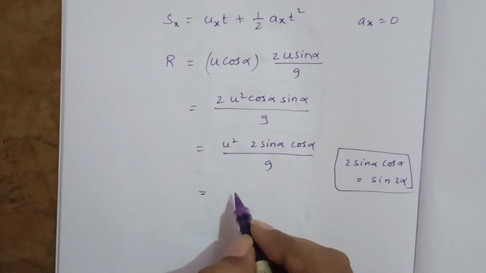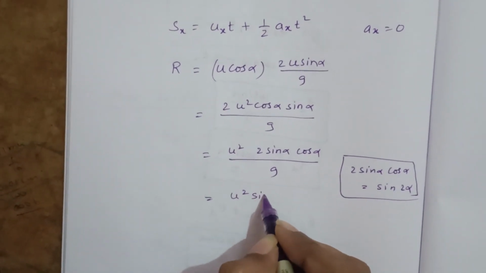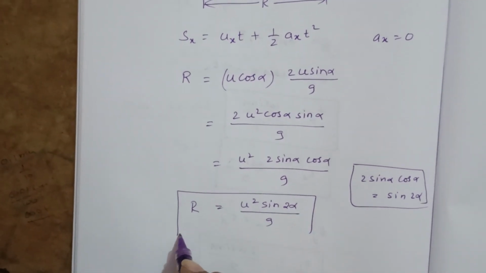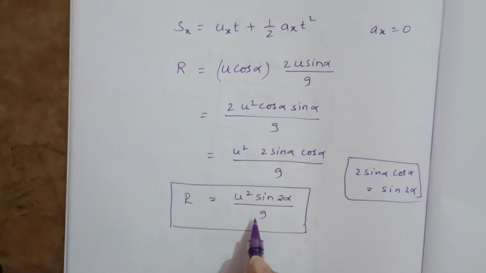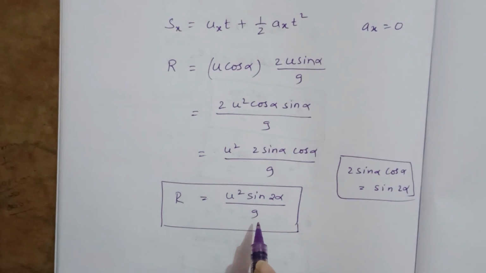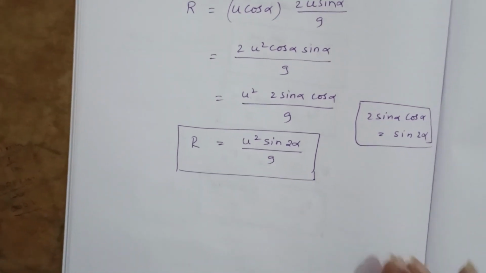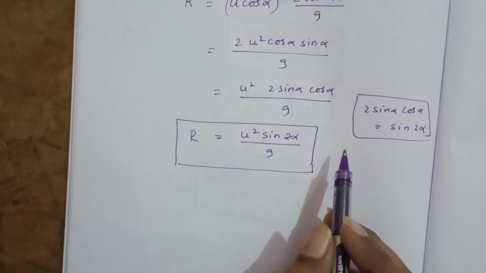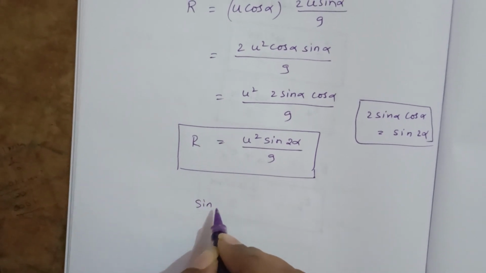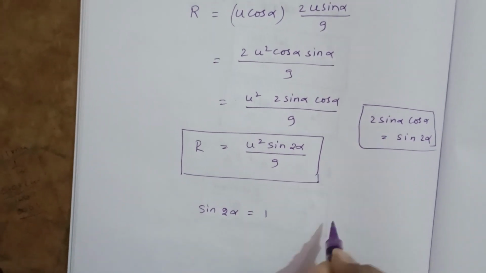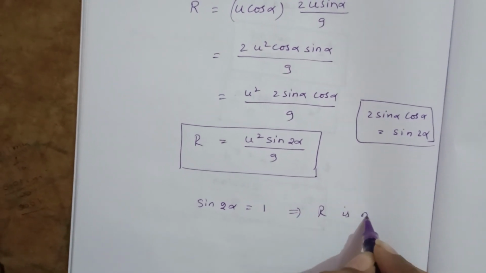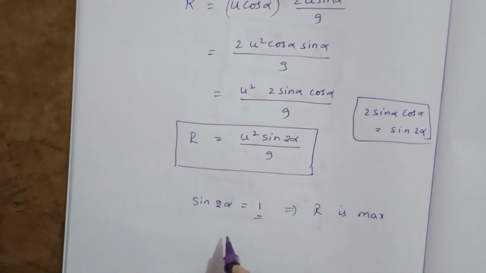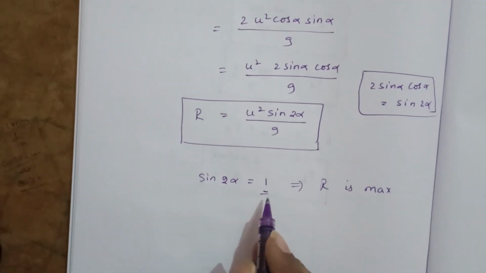Now if you substitute it here, the horizontal range is equal to U square sine 2 alpha by G. We know sine values change from 0 to 1, and 1 is the maximum. So if sine 2 alpha becomes 1, the range is maximum.